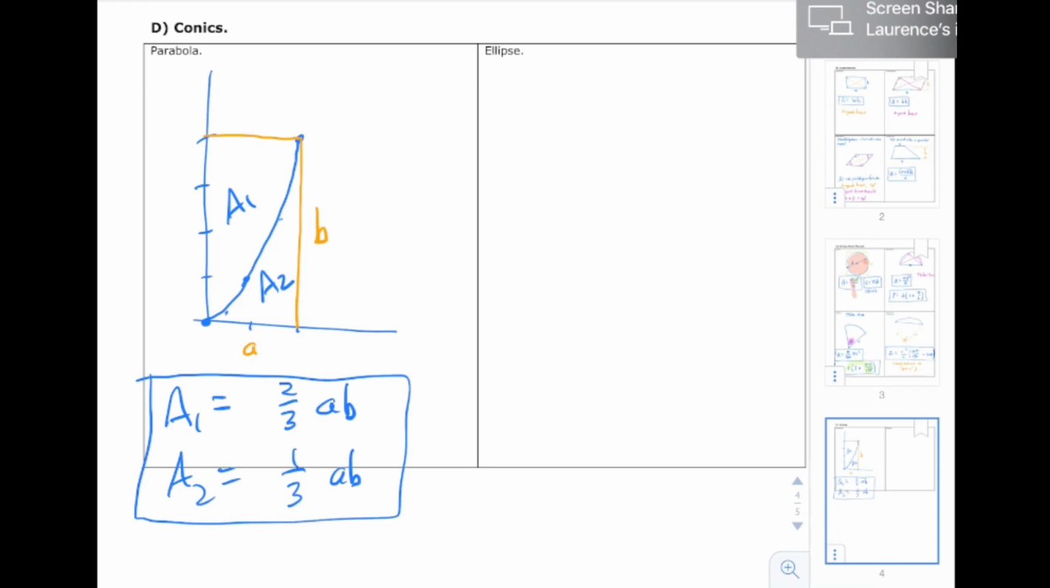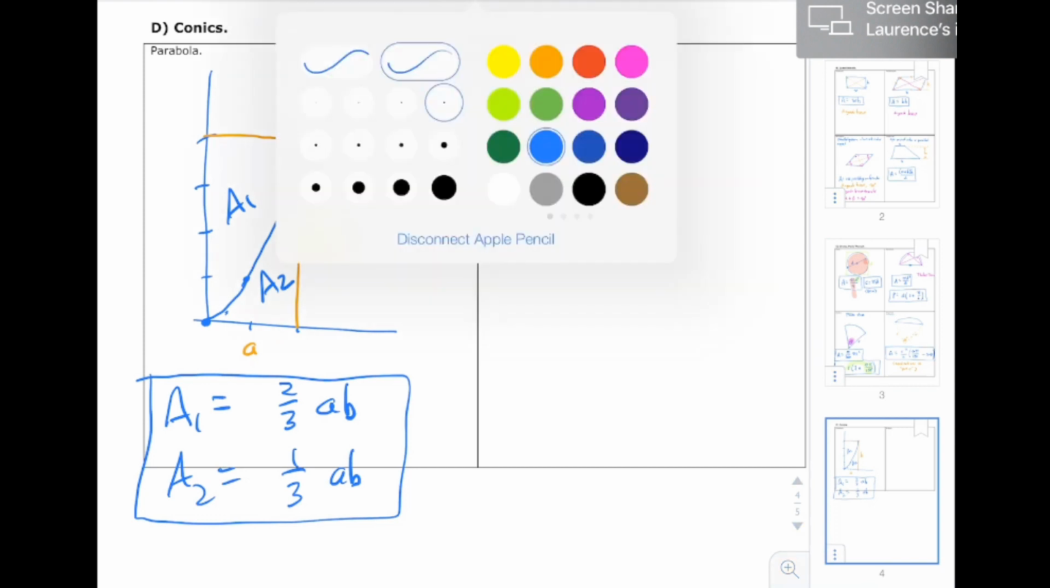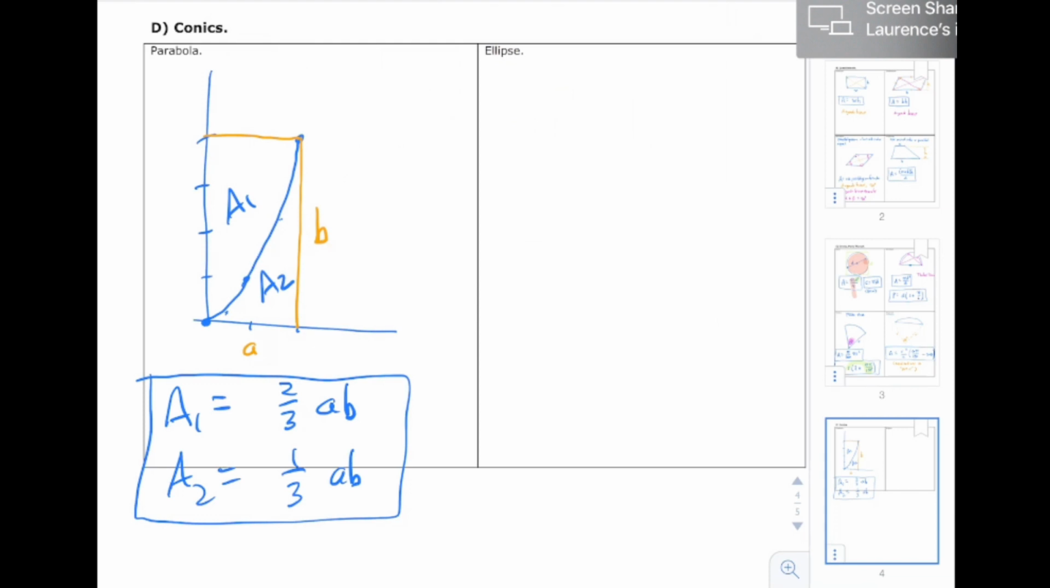So if you have parabolic mirrors or parabolic hot dog cookers or whatever, that area formula could come in handy for you. The last thing we're going to look at is an ellipse. The way you define an ellipse is, if you had x and y axes, you would take two nails, put a nail there, put a nail there. These are called the focal points.